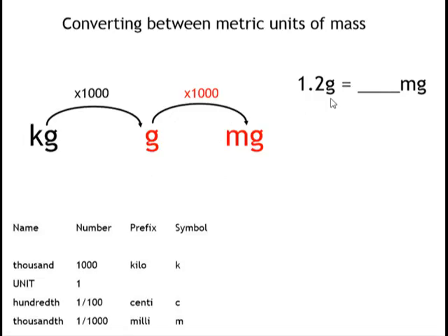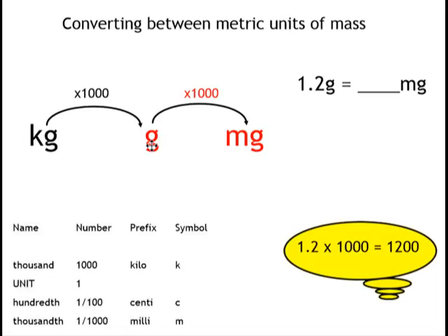Let's try this one. I've got grams and I want to convert to milligrams. So I put my 1.2 in here. 1.2 multiplied by 1,000 gives me 1,200. So there are 1,200 milligrams in 1.2 grams.